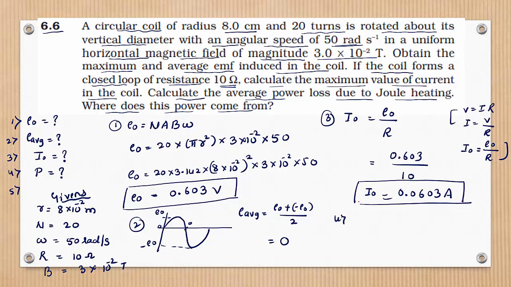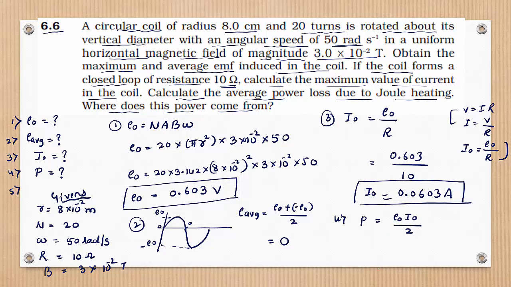Then fourth question. What is the fourth question? The power loss, power dissipated as heat energy. It is given by the direct formula for power dissipation, P is equal to E naught I naught divided by 2. What is the equation? P equal to E naught I naught divided by 2.